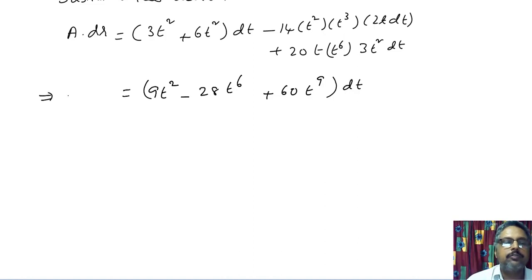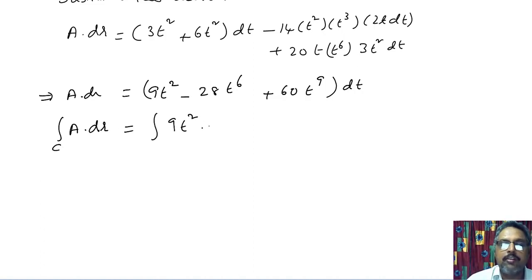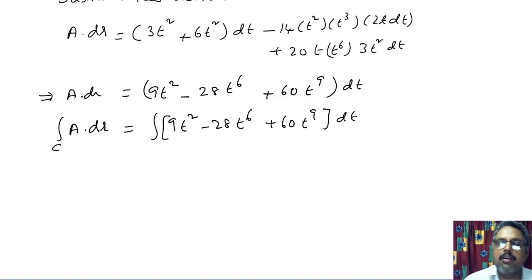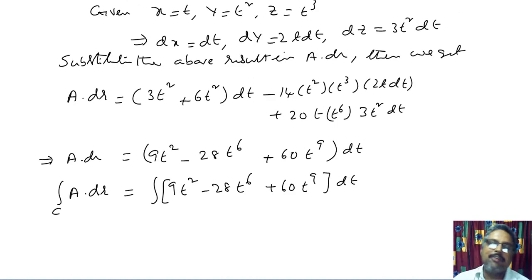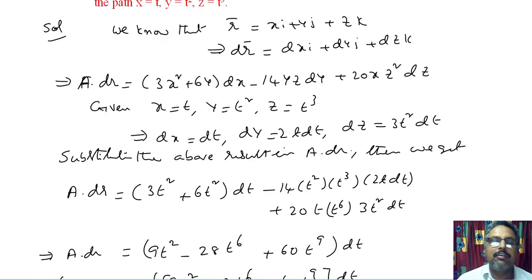Now what about the limits of t? If you observe, x is t, so the limits of x are the same as t. What about the limits of x? Here the x coordinate is 0 to 1. So since x equals t, the t limits are also 0 to 1. Or you may substitute in the y limits or the z limits, you will get the same thing. t equals 0 to 1.